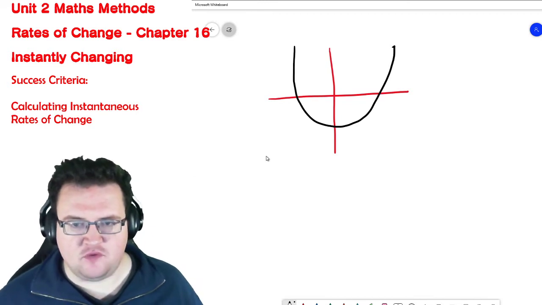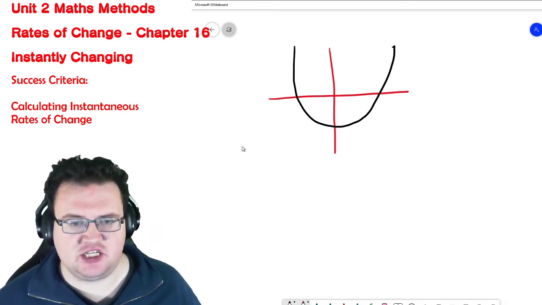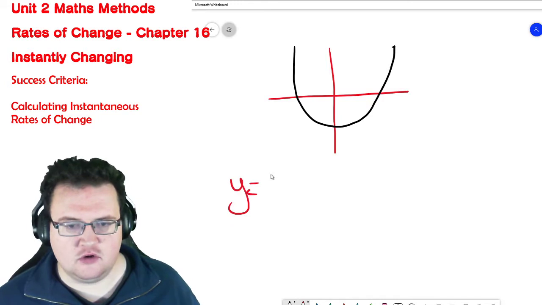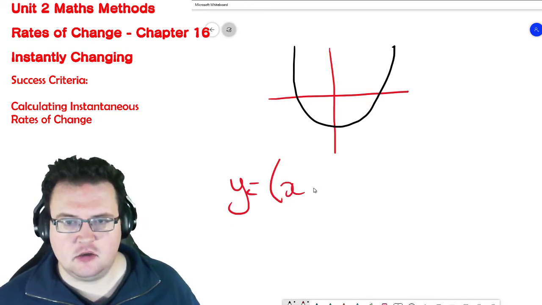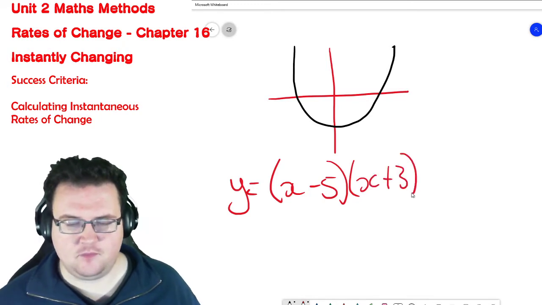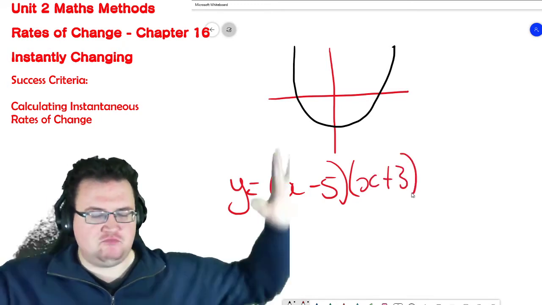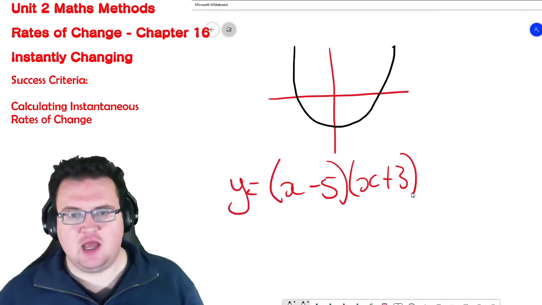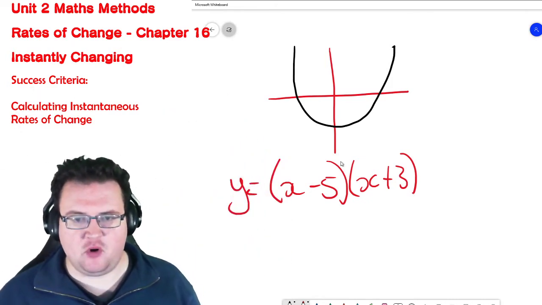So for example, this is y equals (x minus 5)(x plus 3). All right, that's what it is. It is what it is. And it has a turning point.